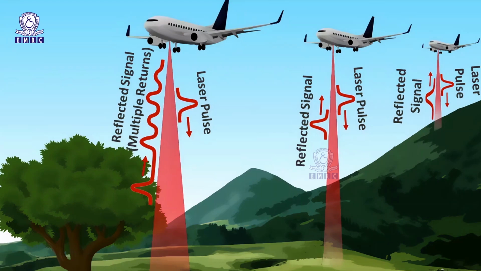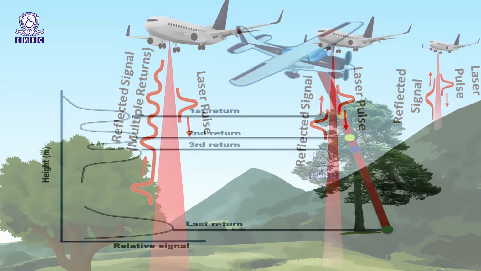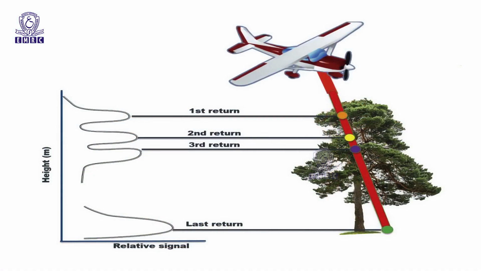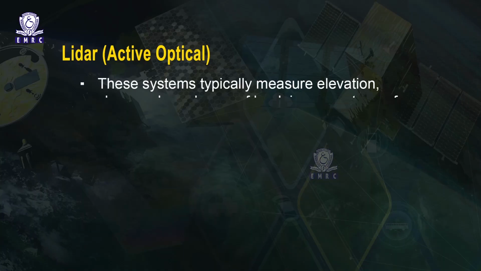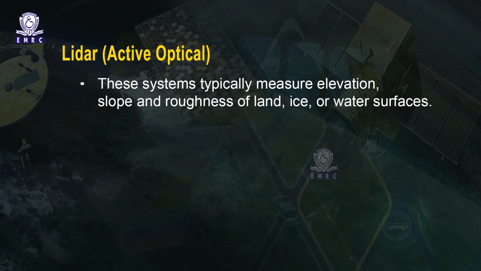The simplest LiDAR systems measure the round trip travel time of a laser pulse, which is directly related to the distance between the sensor and the target. Basic distance measuring LiDARs are often referred to as range finders, or as laser altimeters if deployed on an aircraft or spacecraft. These systems typically measure elevation, slopes and roughness of land, ice or water surfaces.